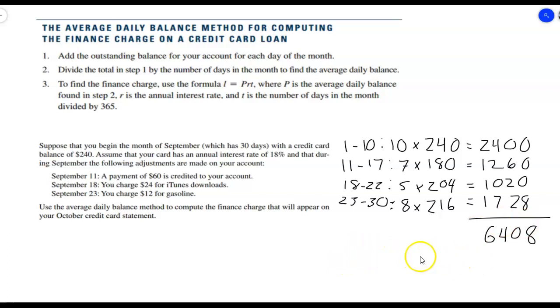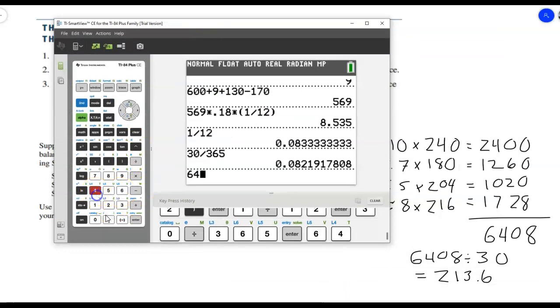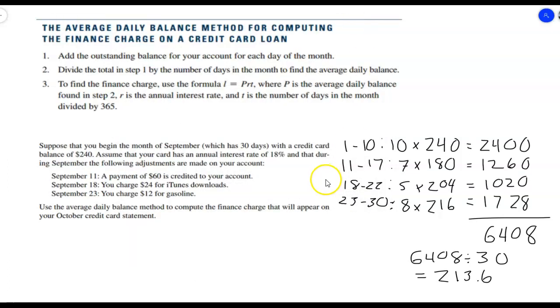So that's going to be 6,408 divided by 30, and that is going to be equal to about 213.6. Let's double check that. 6,408 divided by 30. There you go, exactly 213.6. So this is our average daily balance right there.